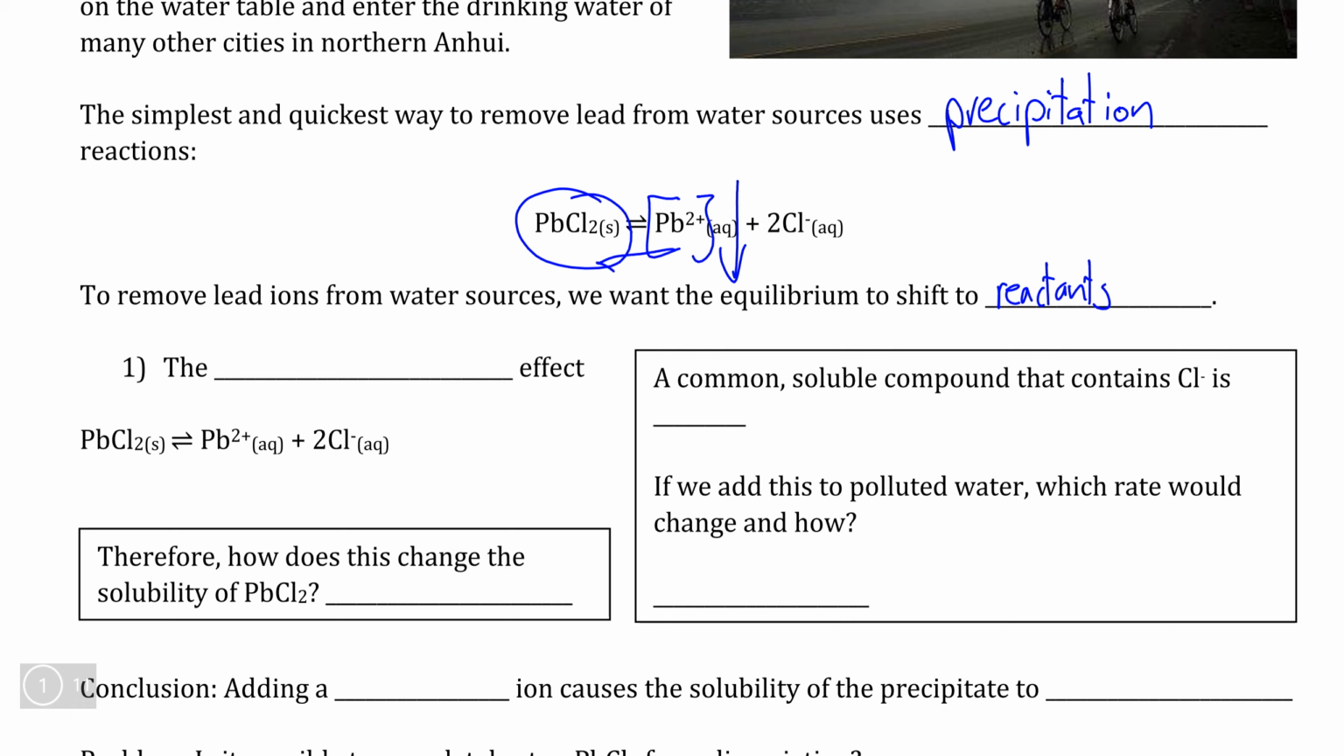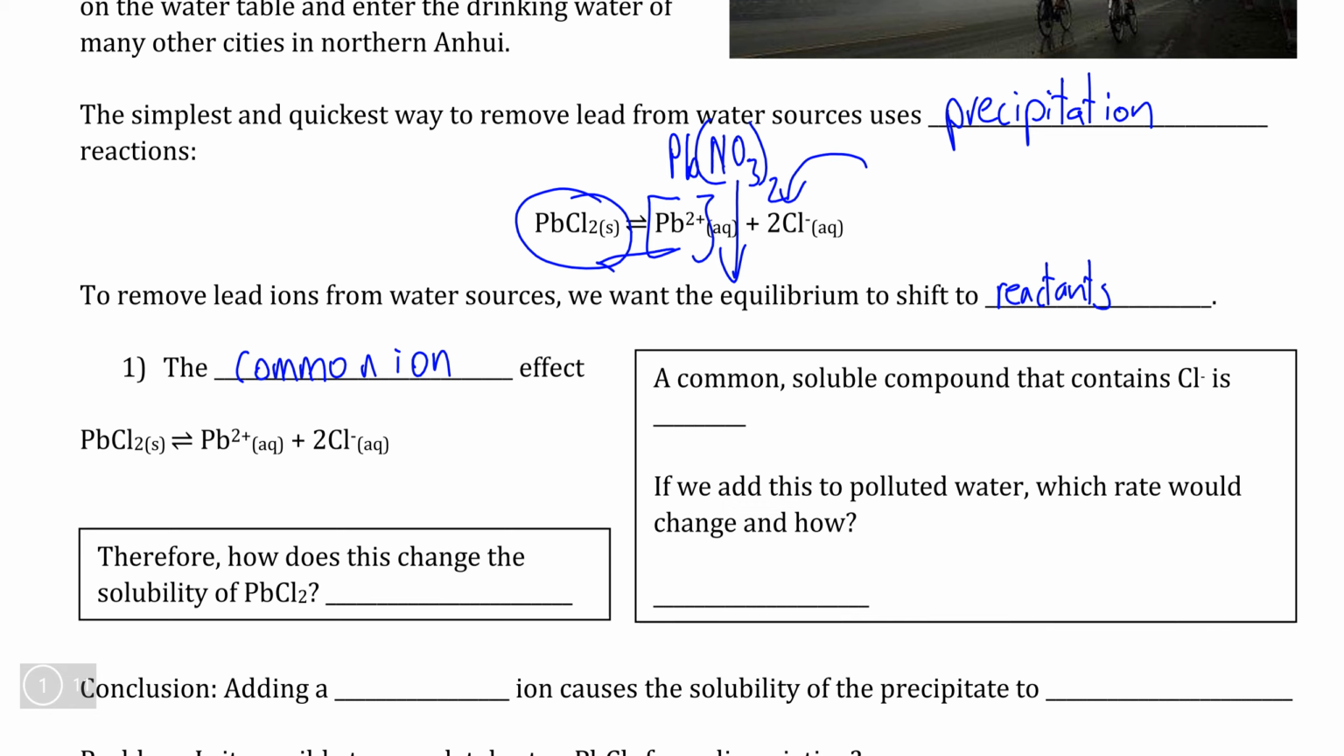This relies on using something that we call the common ion effect, which basically tells you exactly what we're going to be doing. So what we need to do to use the common ion effect is add in a compound that also contains one of the ions within this equilibrium in order to force it to go in the direction of the precipitate. Now, obviously, we don't want to add a lead-containing compound like lead nitrate, for example, because that defeats the purpose of getting the lead out of the water.